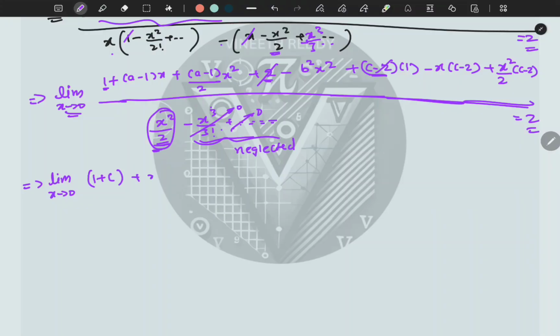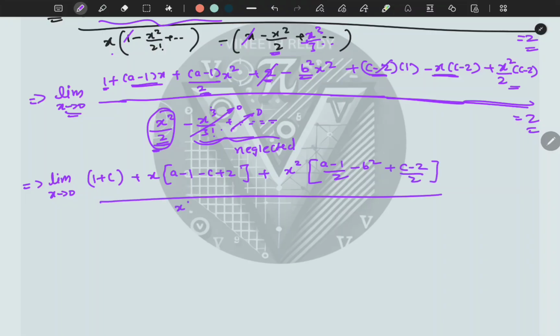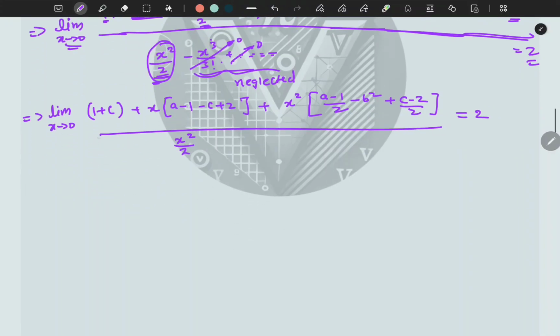Now let us write down the x terms. So we have the coefficient of x as a minus 1 here, and yeah, here if I take x common, I'll be getting minus c plus 2, that's it. Now let us write down the x square terms. We have here (a minus 1) divided by 2, this term, and then minus b square, and then from here we can write it as plus (c minus 2) divided by 2, all divided by x square by 2, and now this limit is equal to 2.